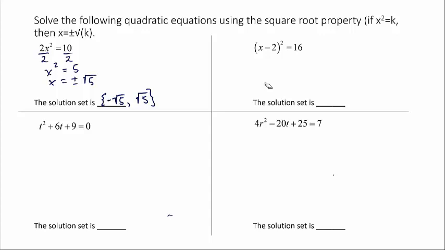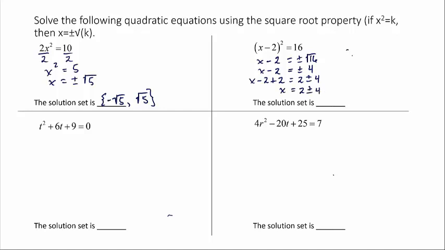Okay, so in this next example, we have x minus 2 quantity squared equal to 16. Since we have something squared equal to a number, I can take the square root of both sides, which would leave x minus 2 equal to plus or minus the square root of 16. And of course, the square root of 16 is 4, right? So I have x minus 2 equal to plus or minus 4. And then to solve that for x, I need to add 2 to both sides, so I have x minus 2 plus 2 equal to 2 plus or minus 4. So x is equal to 2 plus or minus 4.